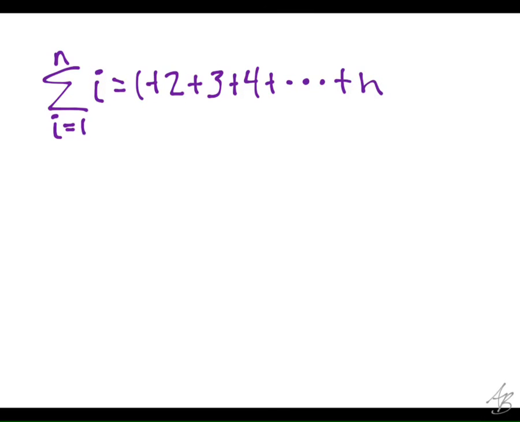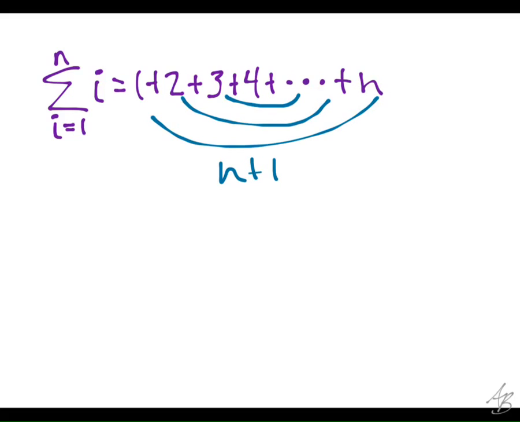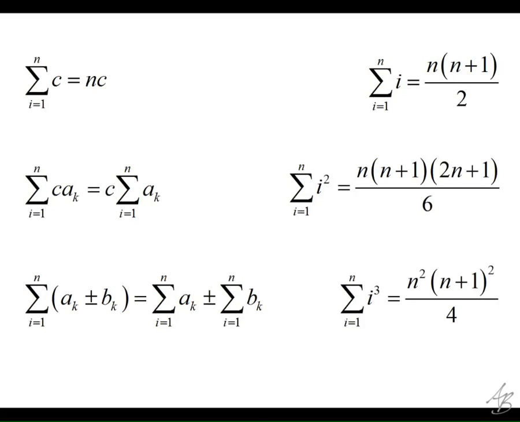The trick to this is rearranging it. So if we rearrange it so that we have the n matched up with the 1, the 2 matched up with the n minus 1, the 3 matched up with the n minus 2, each one of those adds up to n plus 1. And we're going to end up with half as many of those. So it's going to be n times n plus 1 divided by 2. And that's where the formula comes from. That's this one right here.